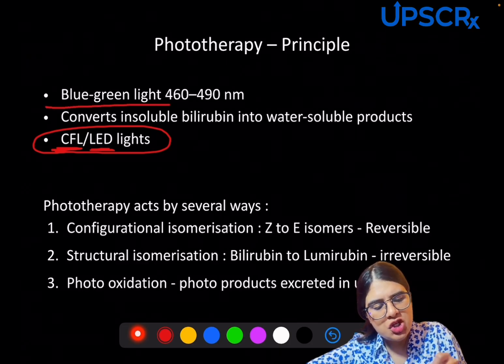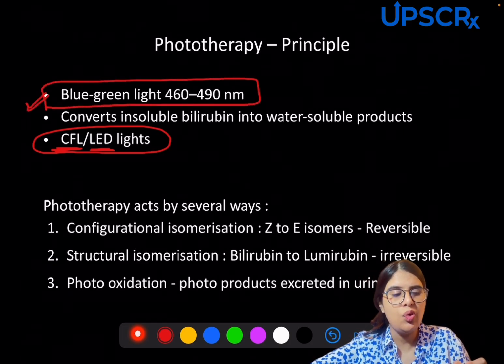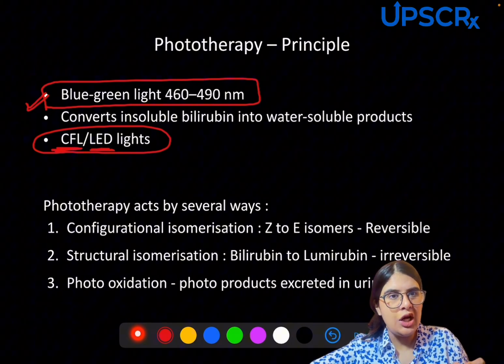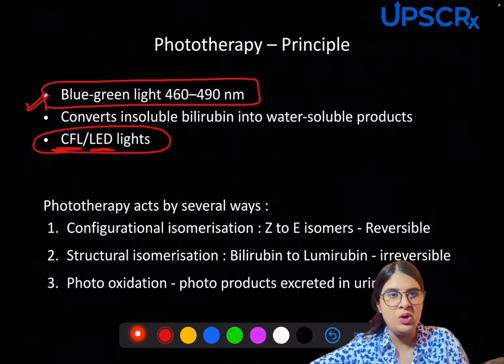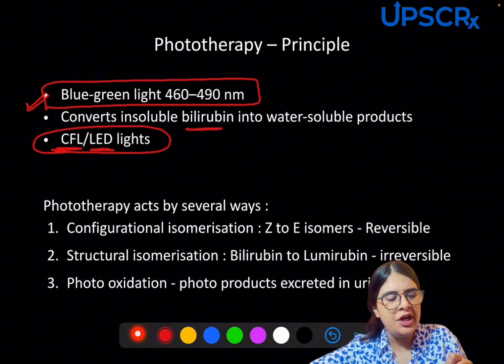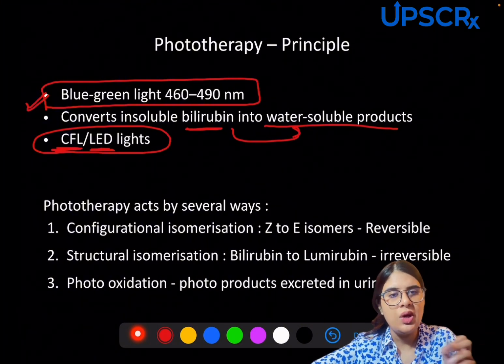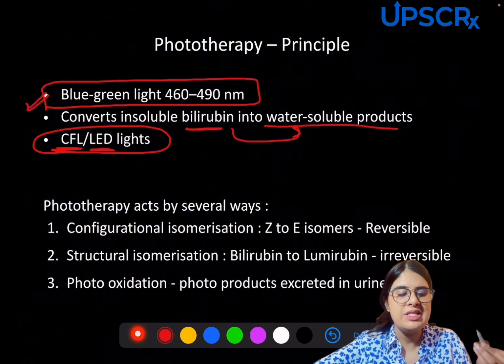And what is the spectrum of light? We use blue-green light and the range is 460 to 490 nanometers. This is the wavelength. What is the principle? We want to convert the insoluble part of bilirubin into water-soluble products such that it can be excreted out.